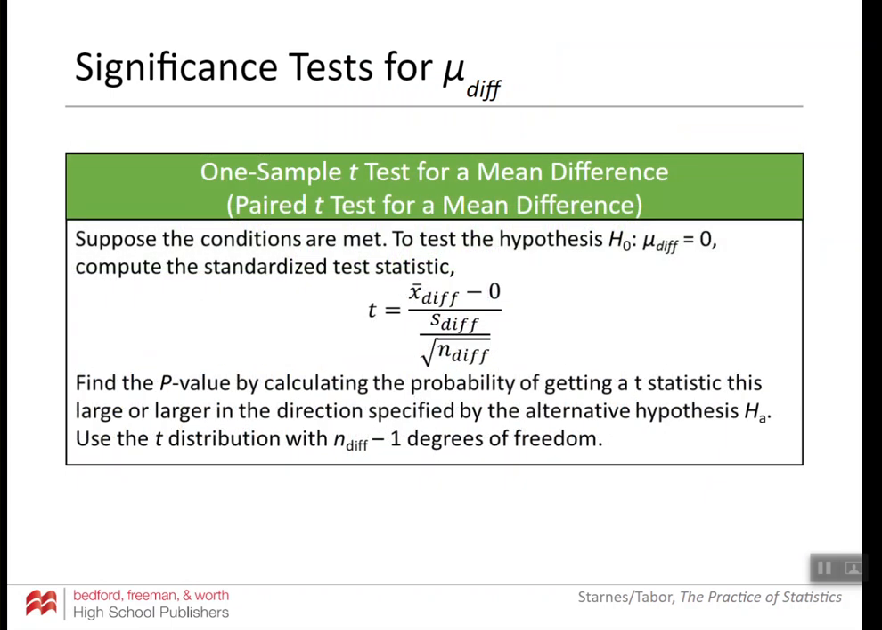So, if you are doing a paired t-test, also called a one-sample t-test for a mean difference, once you know the conditions are met, if you are going to test the hypothesis that the mean difference is equal to 0, you compute your test statistic, which is t, the same way that you computed your test statistic for a one-sample t-test. The mean difference minus 0 over the standard error, which is the standard deviation of the difference divided by the square root of the number of pairs. You find the p-value, just like we do for other hypothesis tests, by calculating the probability of getting a t-statistic this large or larger in the direction specified by the alternative hypothesis, using a t-distribution with n minus 1 degrees of freedom.